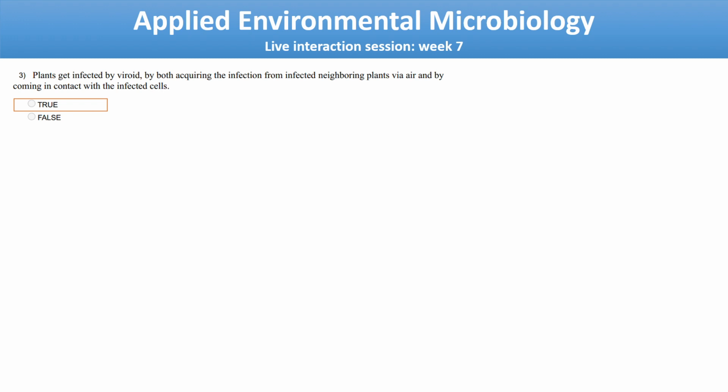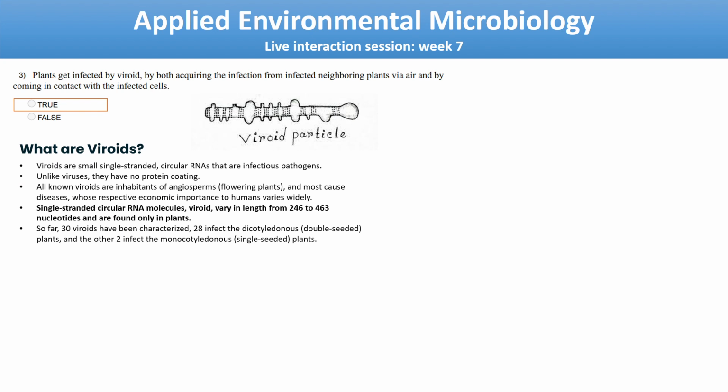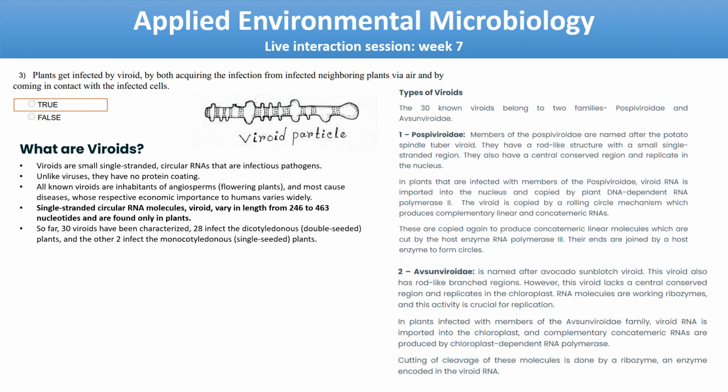Anybody know what viroids are? Yes. So as Neha clearly mentioned, viroids are small single-stranded circular RNA which are infectious pathogens. They are naked RNA. And why are they called naked RNA? Because unlike viruses, they do not have a protective coating around them.